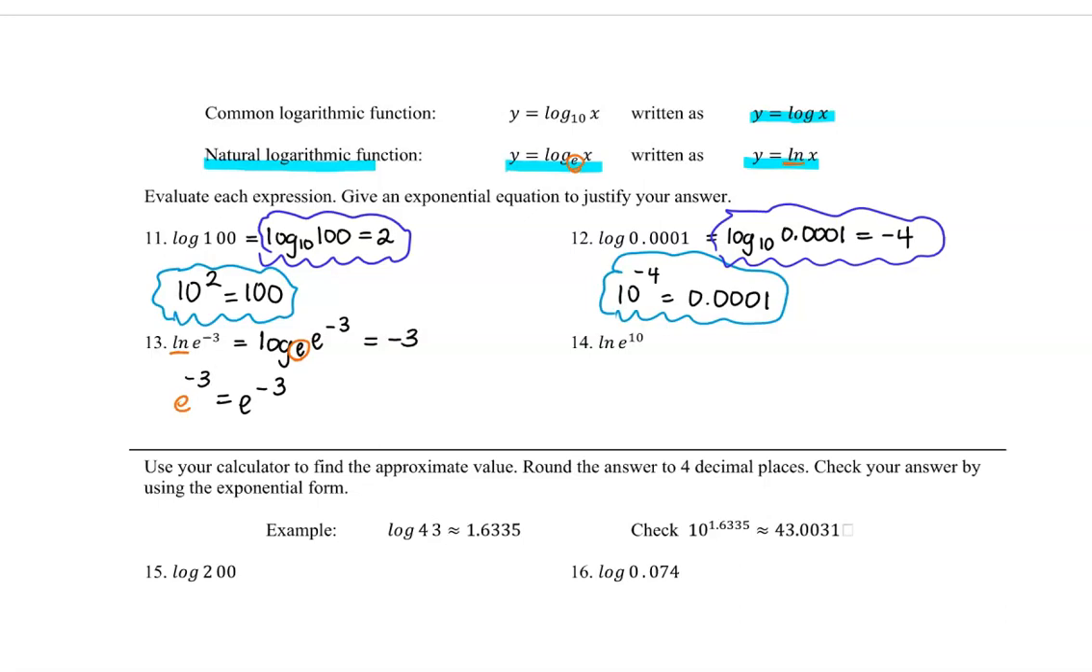In example 14, natural log of e to the 10th is asking us what is log base e of e to the 10th, because natural log and log base e are the exact same thing. So we are looking for what exponent. A logarithm is an exponent, and it is specifically the exponent that goes on the base of e, because natural log has a base of e, in order for us to get e to the 10th. And that exponent would have to be 10.